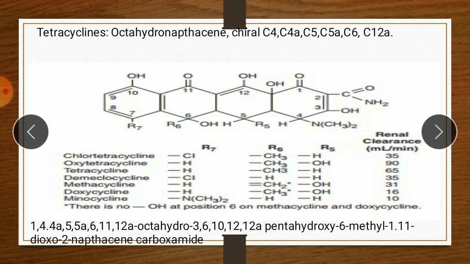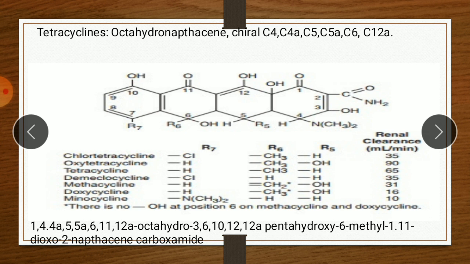This structure is called octahydronaphthacene. There are 4 continuous fused rings. So it is a naphthacene, but at some positions there is saturation, therefore it is called octahydronaphthacene, which is a 4 annulated 6-membered ring system, but it is generally called tetracycline. Tetra means 4, cycle means ring, so generally it is called tetracycline. Here the numbering pattern is also given.